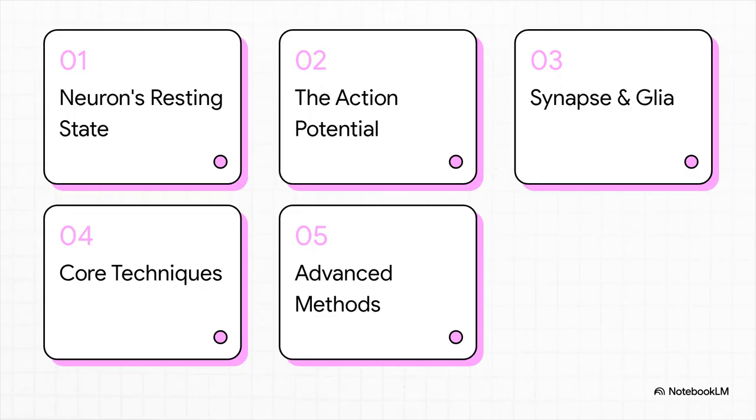So we're going to build our understanding from the ground up. We'll start with the neuron when it's just sitting there at rest. Then we'll look at the signal itself, the action potential. After that, we'll see how that signal crosses the synapse. And finally, we'll take a look at how scientists can actually watch all of these incredible processes happen. Okay, let's dive into this.